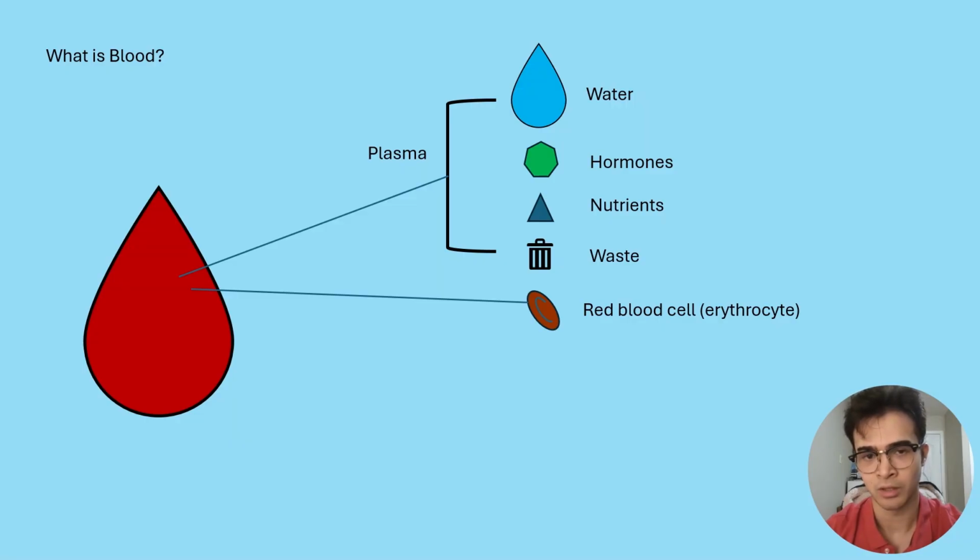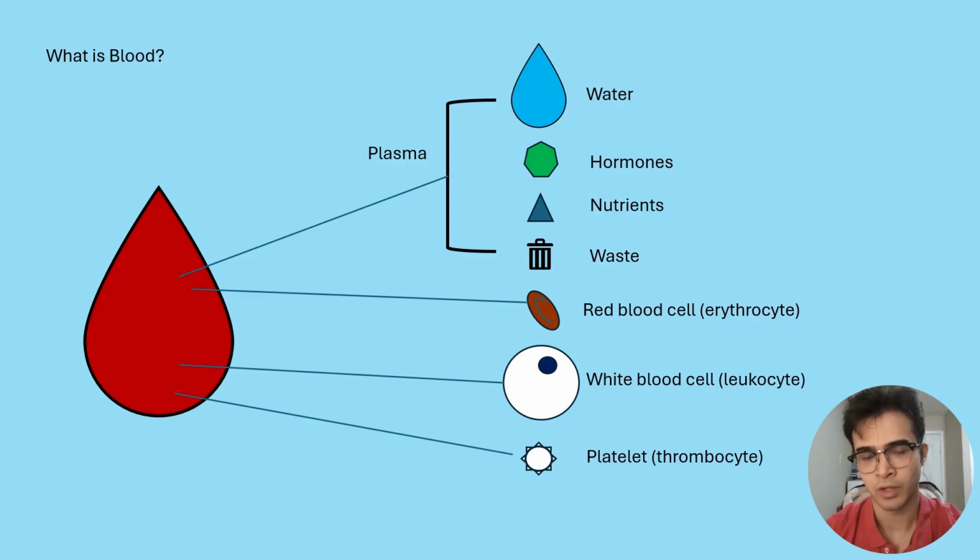The second type of cells are leukocytes, or your white blood cells. These are a part of your immune system. And the third type of cell are platelets. Platelets are important for clotting when you get a cut.